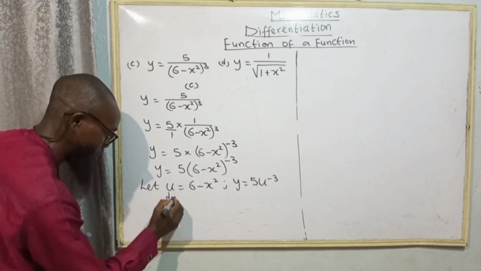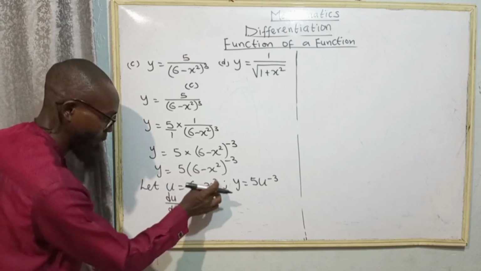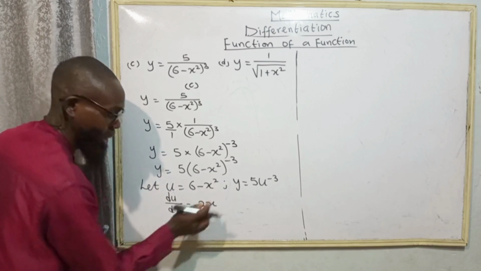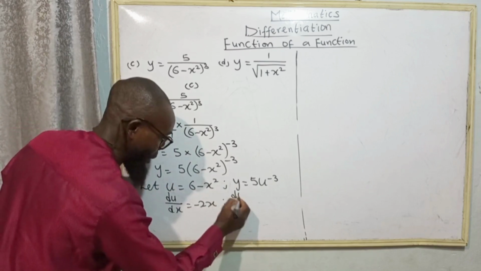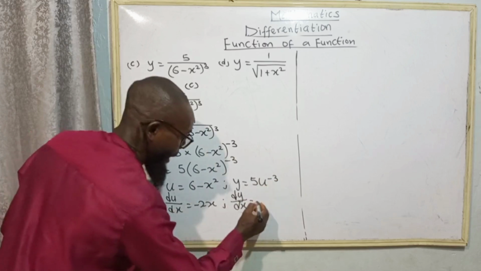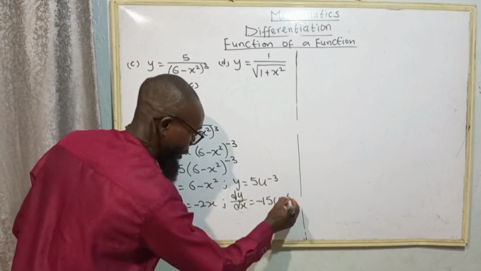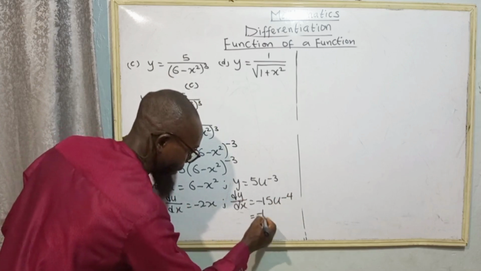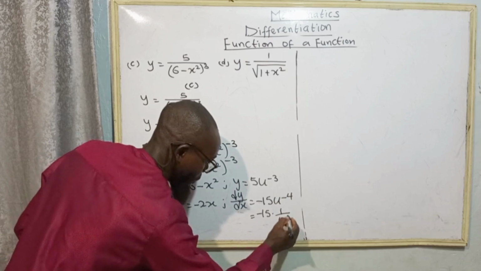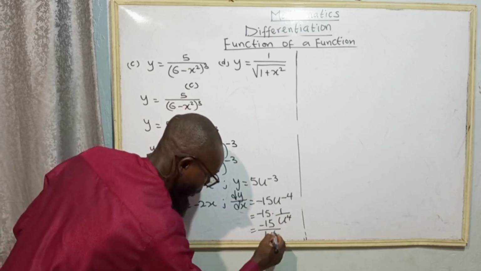Now du/dx will give me: this becomes 0, and we now have 2 times minus 1, that is minus 2x, since 2 minus 1 is 1. Then dy/du will equal minus 3 times 5, that is minus 15, then u raised to power minus 3 minus 1, which is minus 4. So we have minus 15 multiplied by 1 over u raised to power 4. That is minus 15 over u raised to power 4.